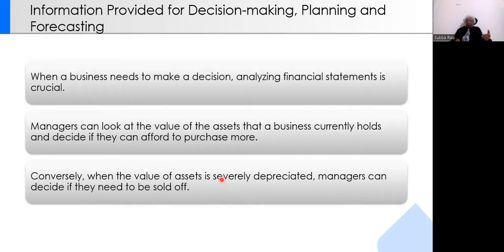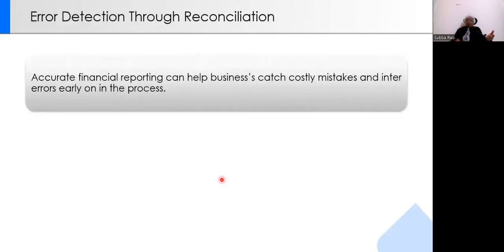Okay. Managers can look at the value of the assets, how much assets the business currently holds, and decide if they can afford to purchase more or maybe sell. Apart from that, supposing there are some errors and it's not reconciled, you have to do a bank reconciliation statement, so that in the cash flow statement, how much cash inflow, how much cash outflow, and what is the cash balance, you can check whether it tallies with the statement or passbook issued by the bank.